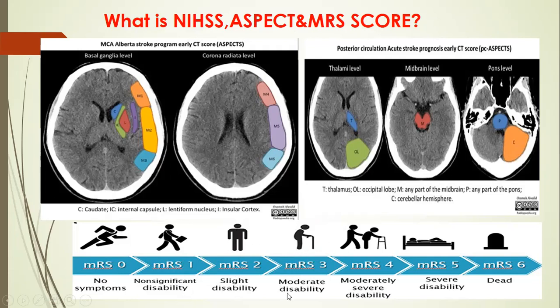MRS 3 is moderate disability; he needs some support for his routine ADL. For MRS 4, the patient needs one person's support for routine ADL. MRS 5 is bedridden. MRS 6 is dead. You should know these. For any stroke patient or chronic meningitis, chronic follow-up patient, you can label it with the MRS score.